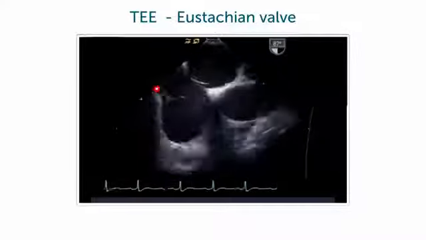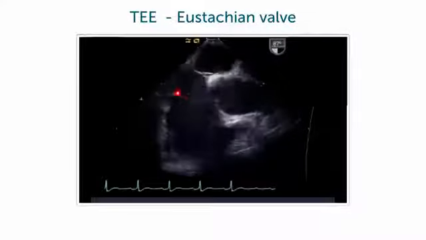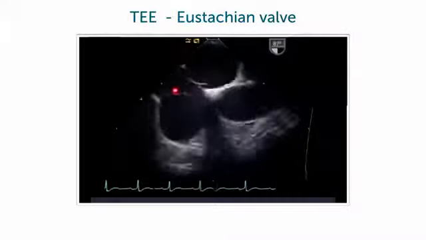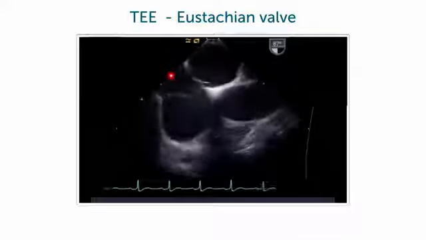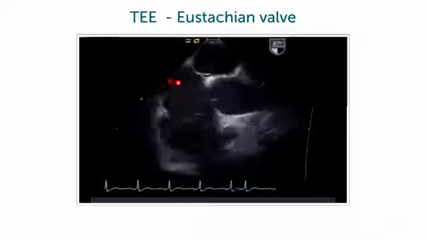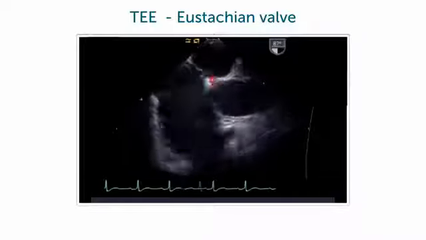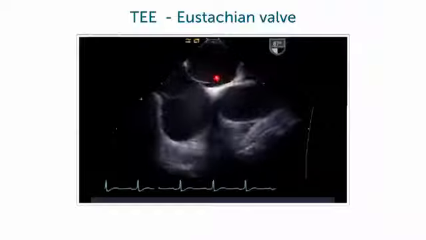The eustachian valve can nicely be visualized also with transesophageal echocardiography. Here's an example again. A very long structure, a prominent eustachian valve, as we would call it, right close to where the inferior vena cava enters the heart. And here you can appreciate that the blood is obviously directed right towards the patent foramen ovale in this case.